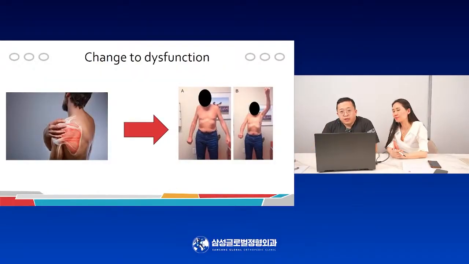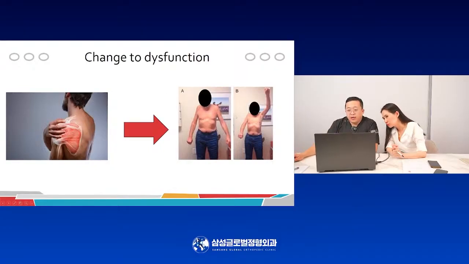Let's think about these two kinds of patients. One has only a small tear, but like the one on the right side, he cannot perform elevation. His arm is not moving upwards. Okay, so what happened to him?